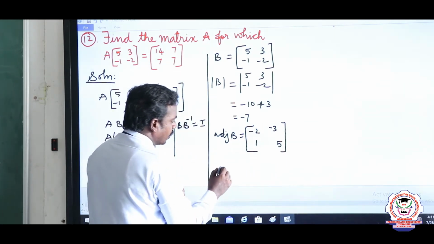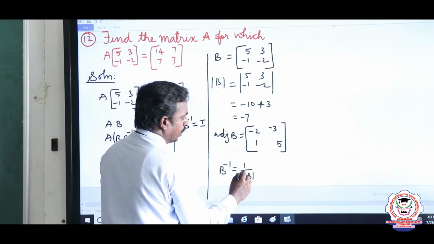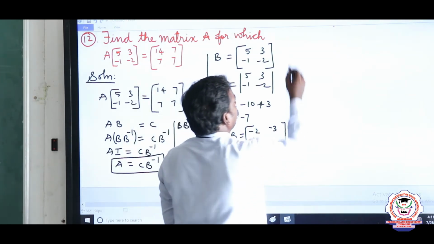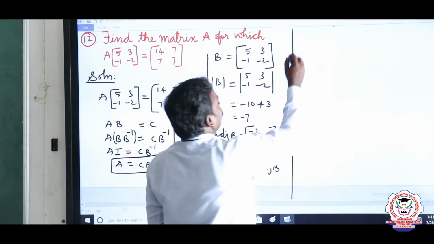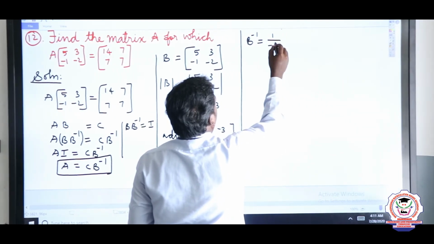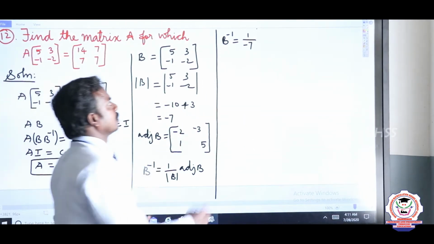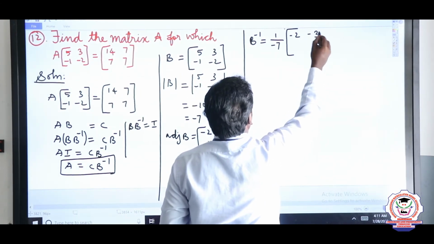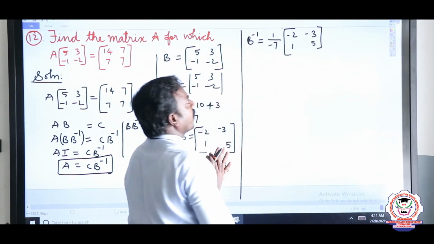Now you find B inverse. B inverse is equal to 1 by the determinant of B into the adjoint of B. What is the determinant of B? It is -7. So B inverse equals 1 by -7 into the adjoint of B, which is -2 -3 1 5. So this is the adjoint of B, and now I have found B inverse.